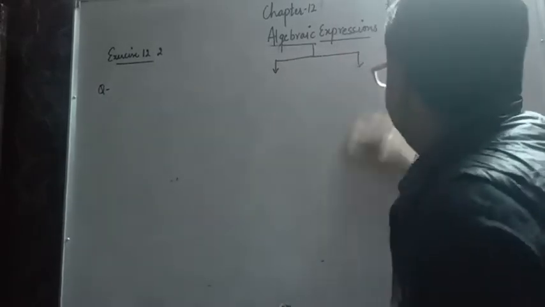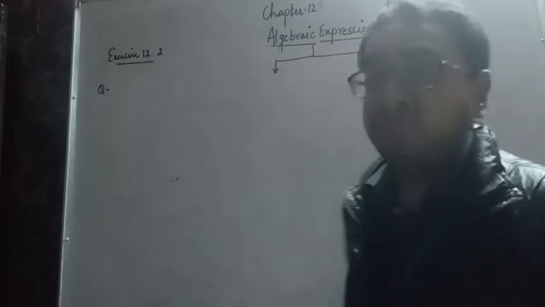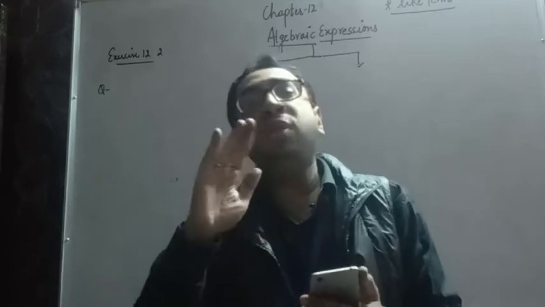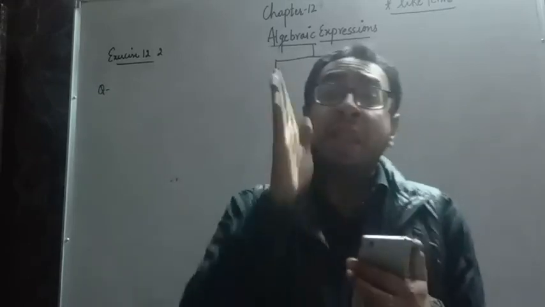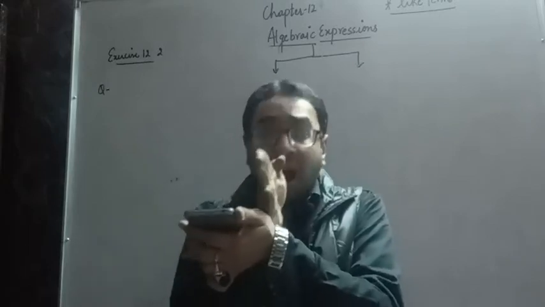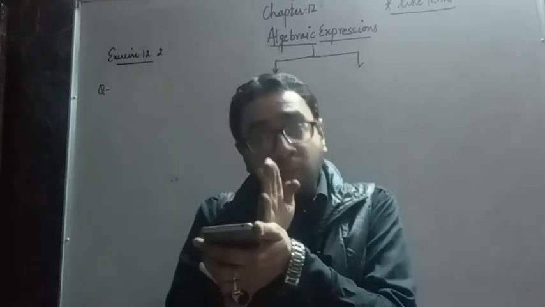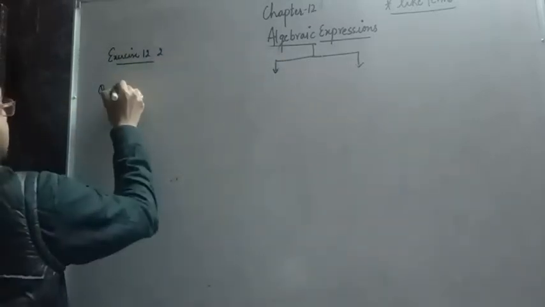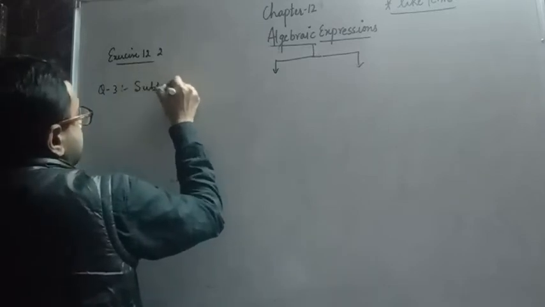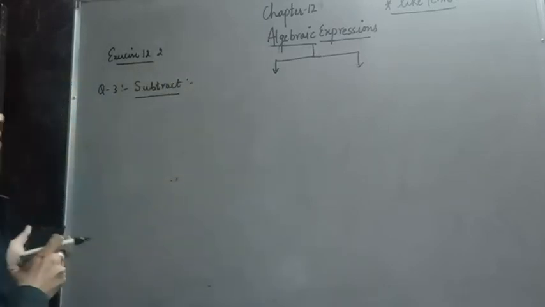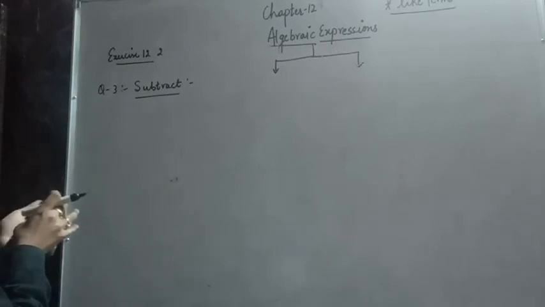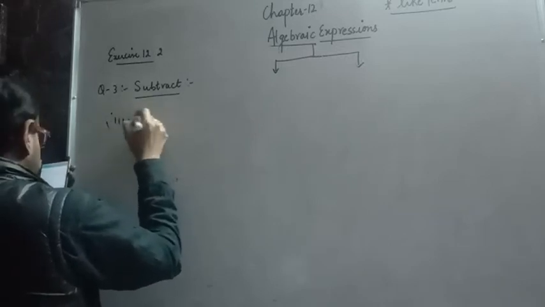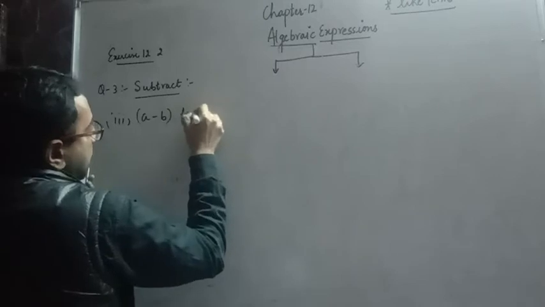So I told you, whenever we have the preposition from, what we have to do: the term after from will come first and the term before from will come after. Interchange. Clear? So question number 3, subtract. Let's do the subtraction part immediately. I'll do the third part. Very easy. a minus b from a plus b.